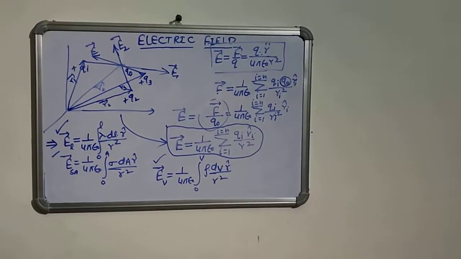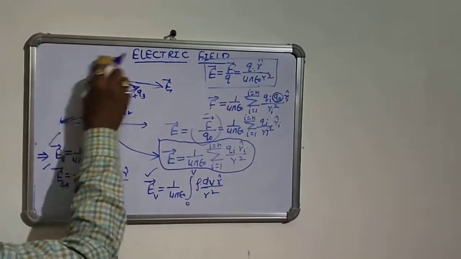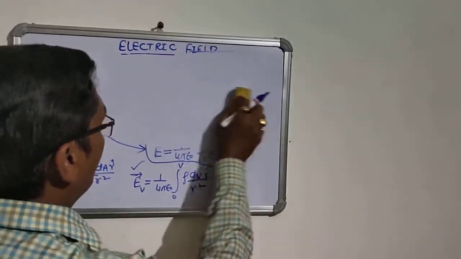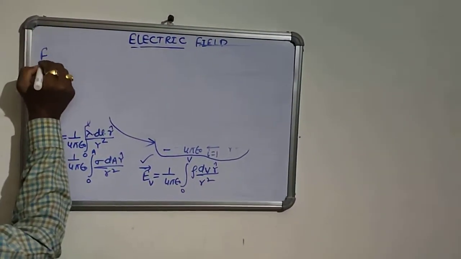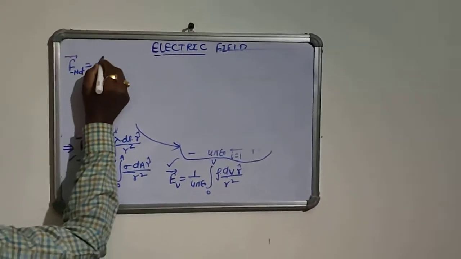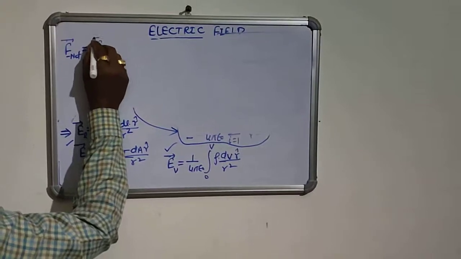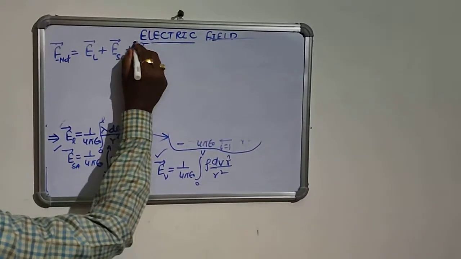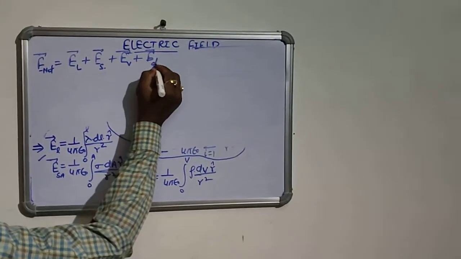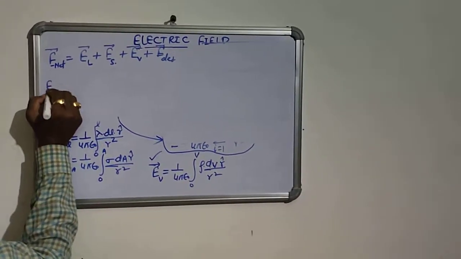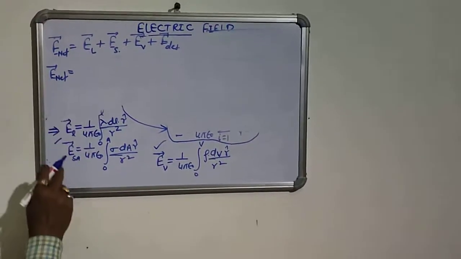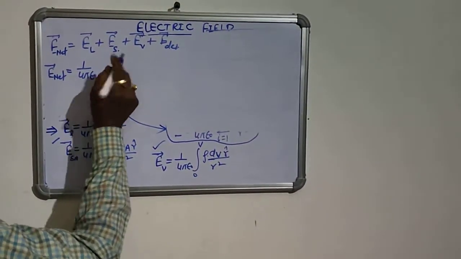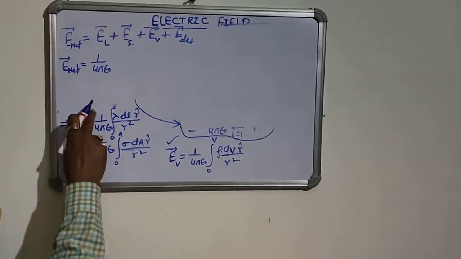So we can write the overall distribution of charge, including uniform and non-uniform. We can write net electric field equals E linear distribution of charge, E surface distribution of charge, E volumetric distribution of charge, and E discrete distribution of charge. So E net is equal to 1 upon 4 pi epsilon naught, which is common because it is common to the whole term.